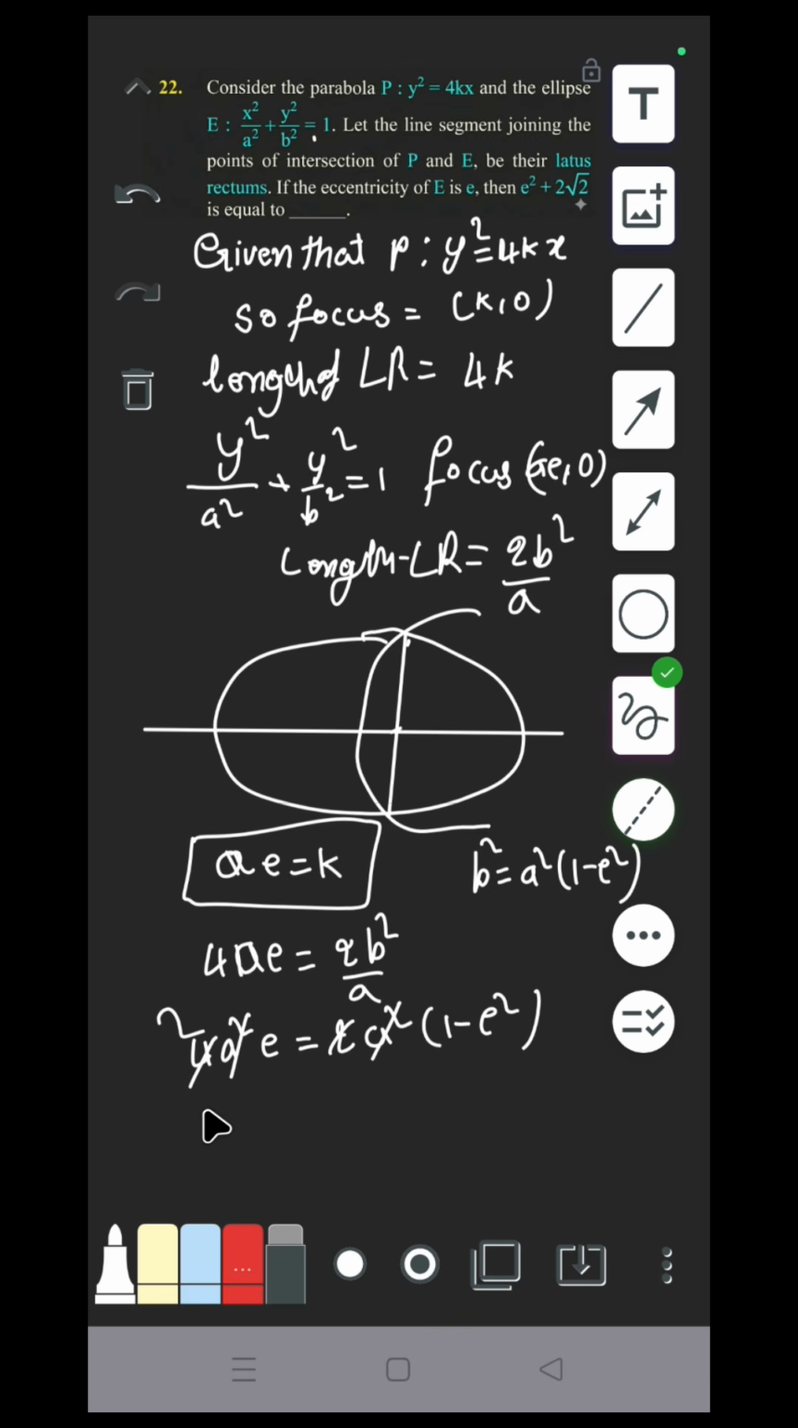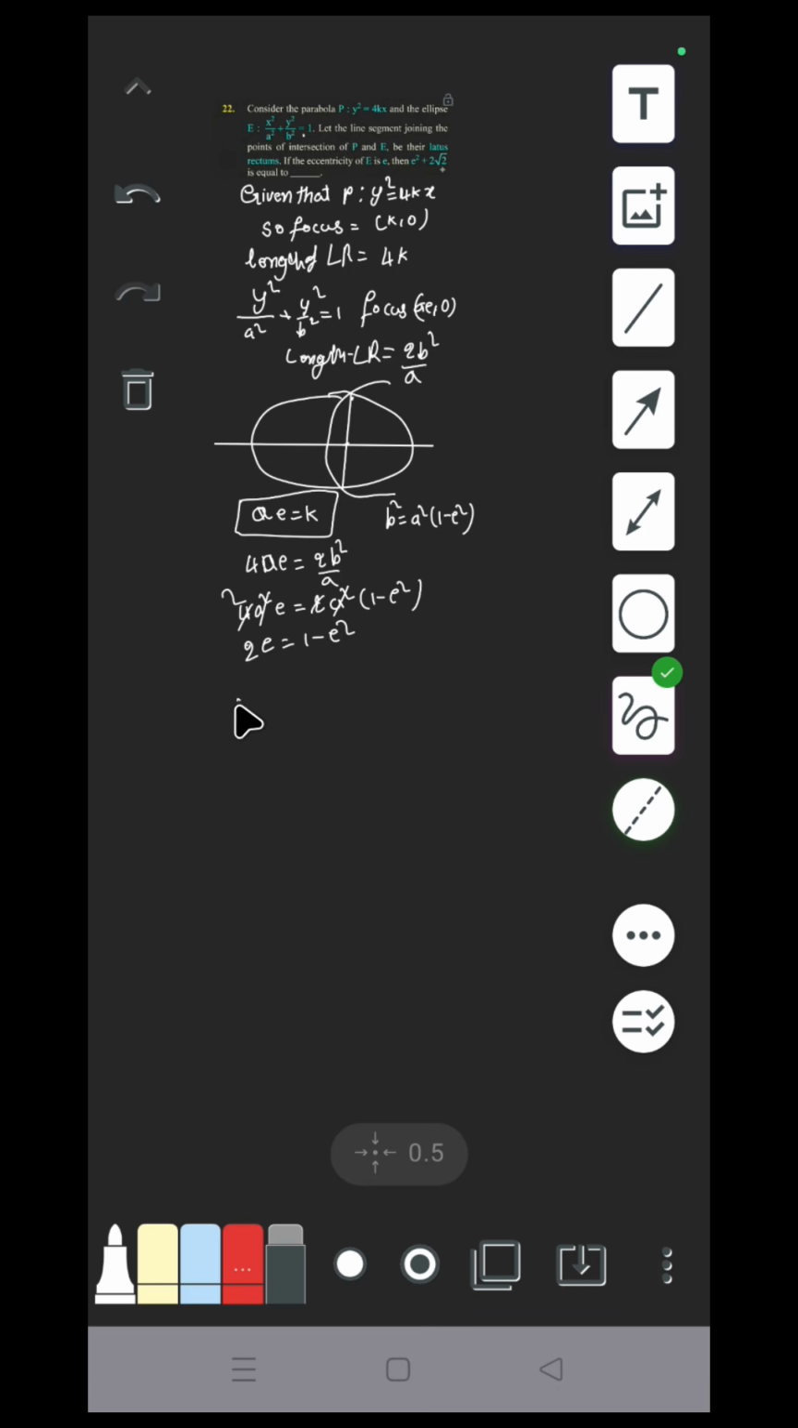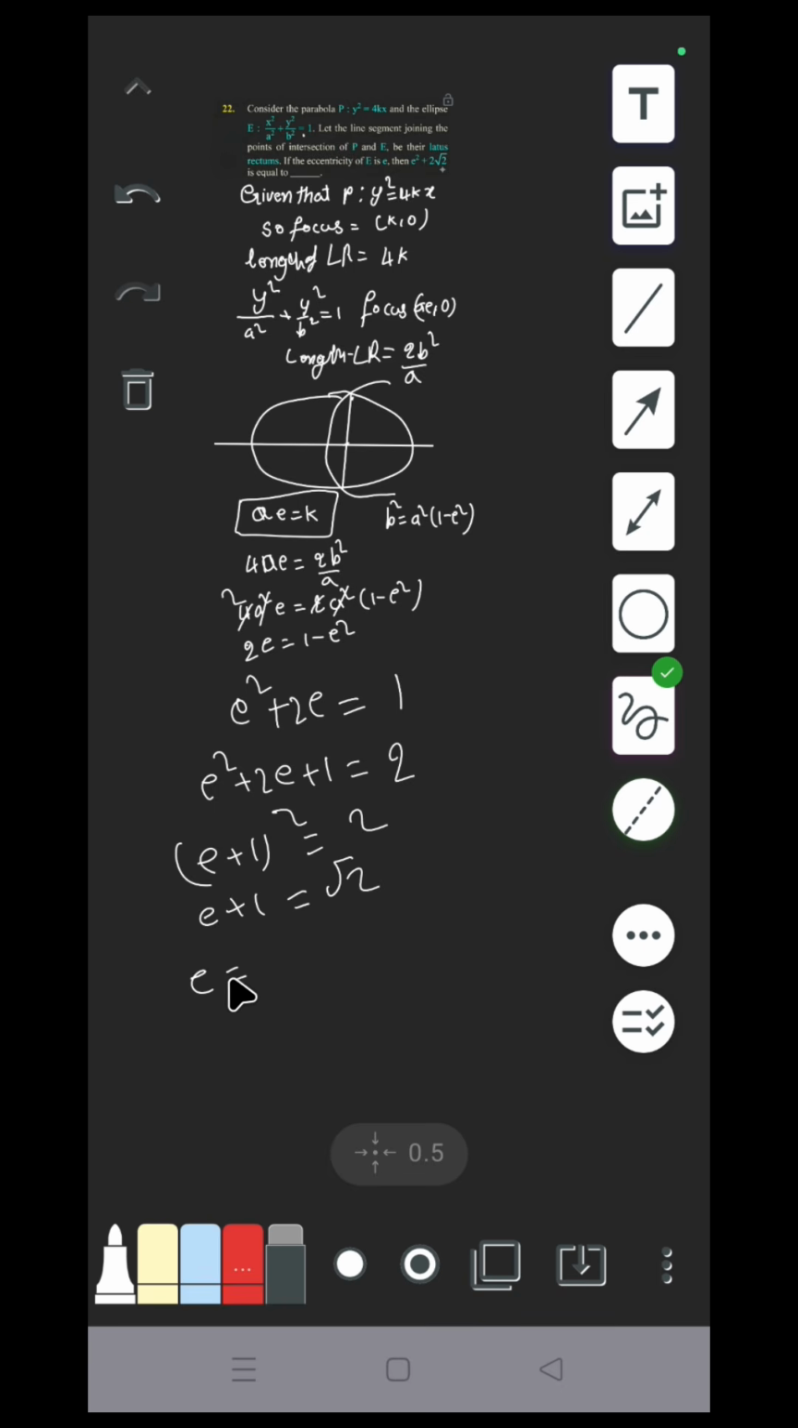So 2e is equal to 1 minus e square. So e square plus 2e is equal to 1. Both sides add 1. e square plus 2e plus 1 is equal to 1 plus 1, 2. So it is (e plus 1) whole square is equal to 2. e plus 1 is equal to root 2. e is equal to root 2 minus 1.